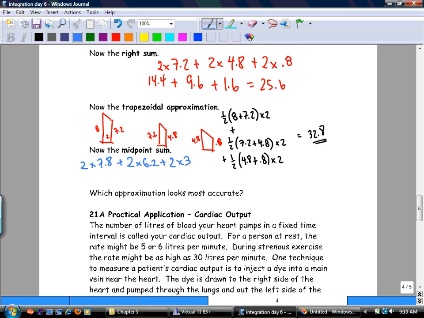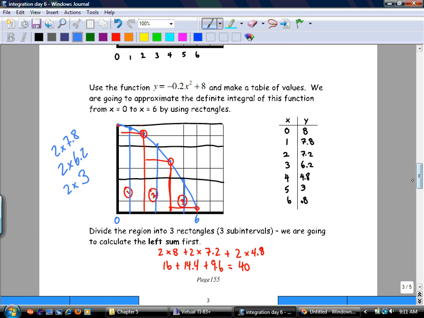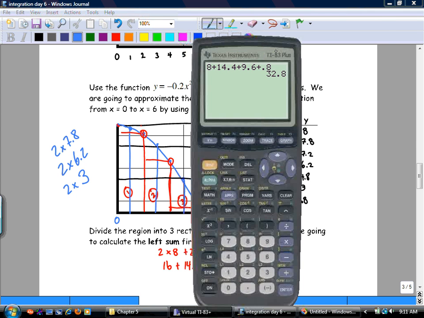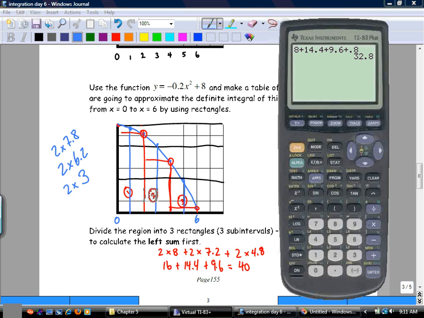So which one looks most accurate? Well, trapezoid. Do you want to know what the answer is exactly? Yeah? Or do you care? I used it. Find the antiderivative from 0 to 6. Yeah. 33.6 is the exact-ish answer.